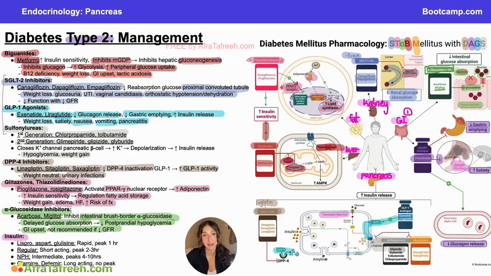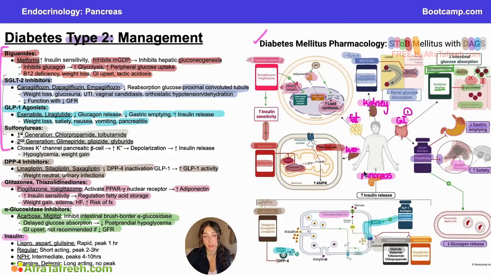So I know that was a lot to remember. This is a very dense, complex video, but to quickly recap, think about this mnemonic whenever you think about management for type 2 diabetes, the STAD mellitus with DAGs, to help you remember all of the different drugs that can treat type 2 diabetes. And then if there's only a few drugs that you're going to remember, only a few things you're going to take away from this video, I would really want you to focus on this top section included on the left up here.